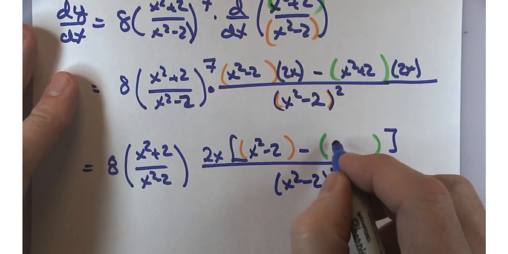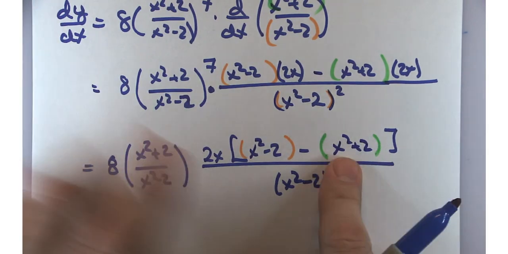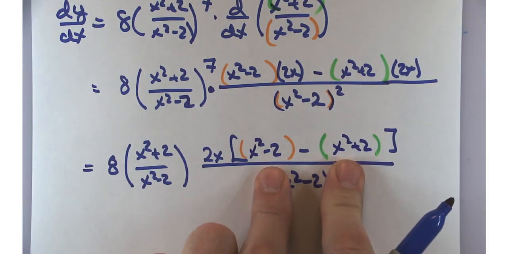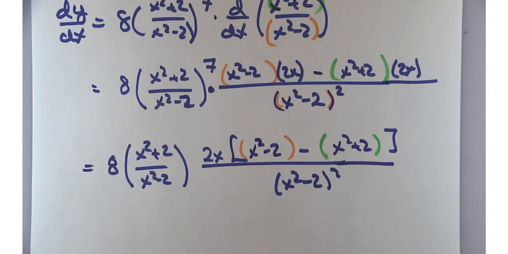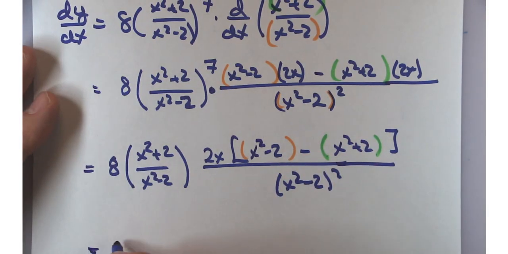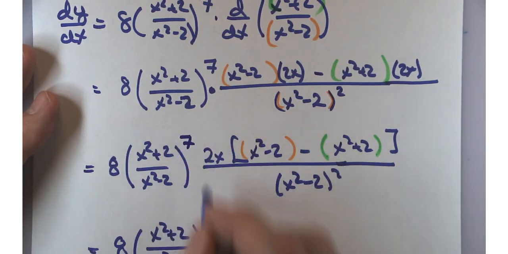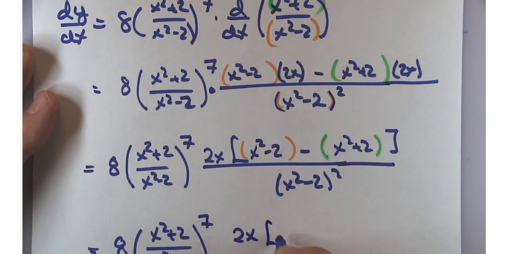X squared plus 2. Can anyone see how this is going to simplify when I'm all done? Think through in your head carefully. You've got to distribute that negative to both terms. I think I heard somebody whisper it. Yeah, a minus 4. And that should be to the 7th power still. So it's going to be 2x times a minus 4.